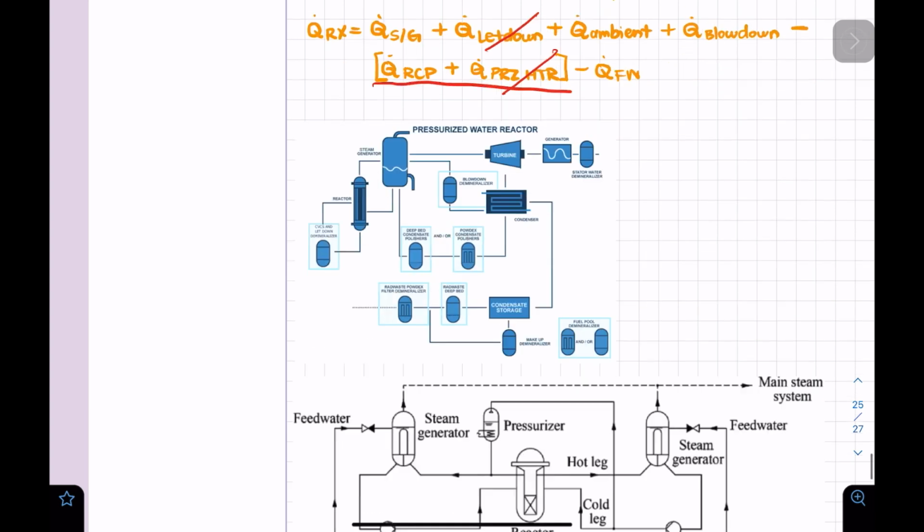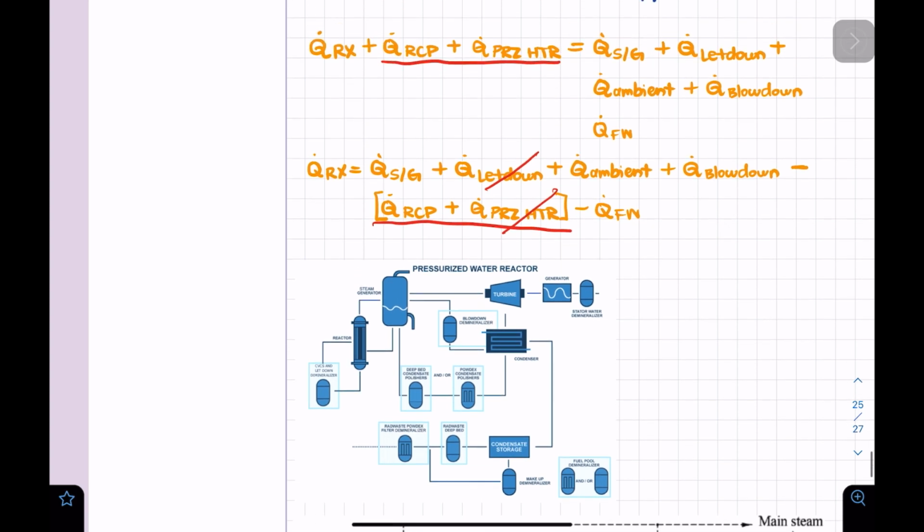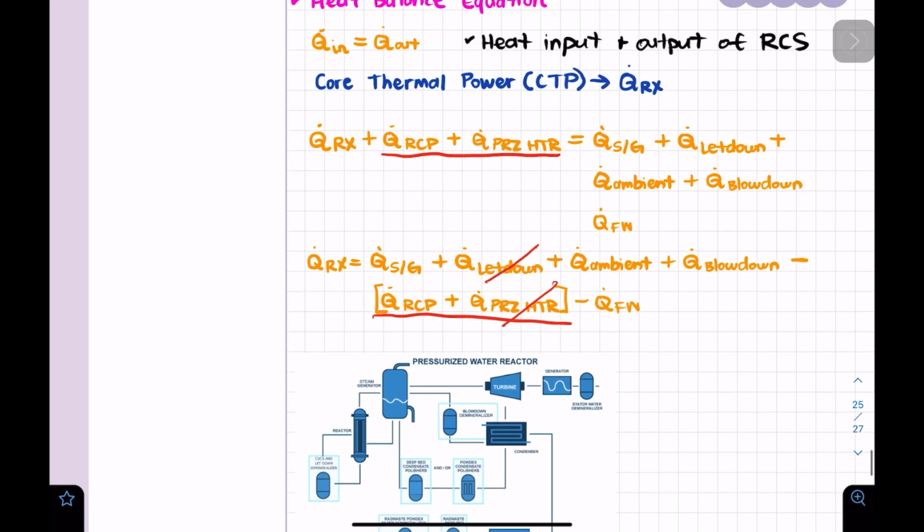And the feed water, right? So this is the feed water that goes to the steam generator, so it's not part of this. It's part of the steam generator. So then what happens? This is the energy that we put in and the energy that we put out, and all of these must be equal. But I don't consider the letdown or the pressurizer heater in here, right? So what are the things that I'm not considering?